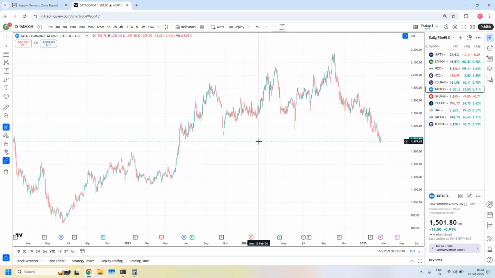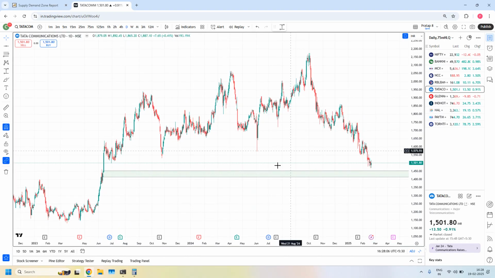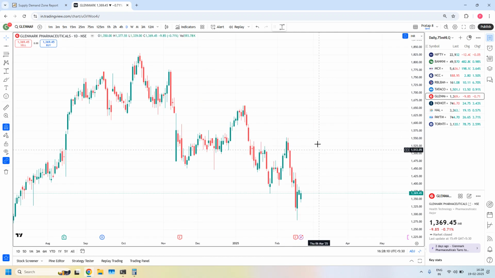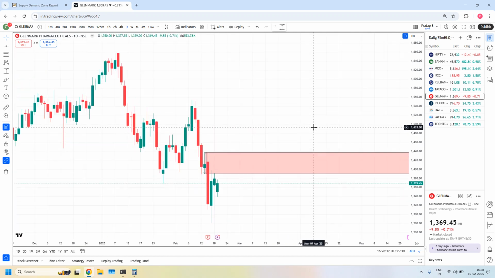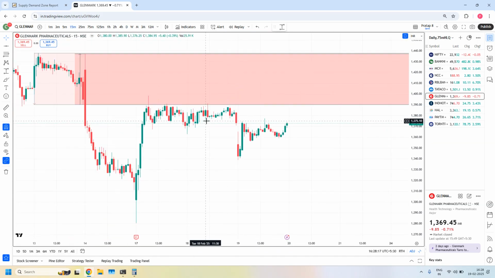Next one is Tata Communication also. It is also some 2023 zone. So we can't fine tune this zone up to 5 minutes. Left it. And next one is Glenmark. This is a supply zone. Already we discussed this Glenmark yesterday. We don't have a proper fine-tuned 15-minute zone here because of these candles. So we left this yesterday itself.